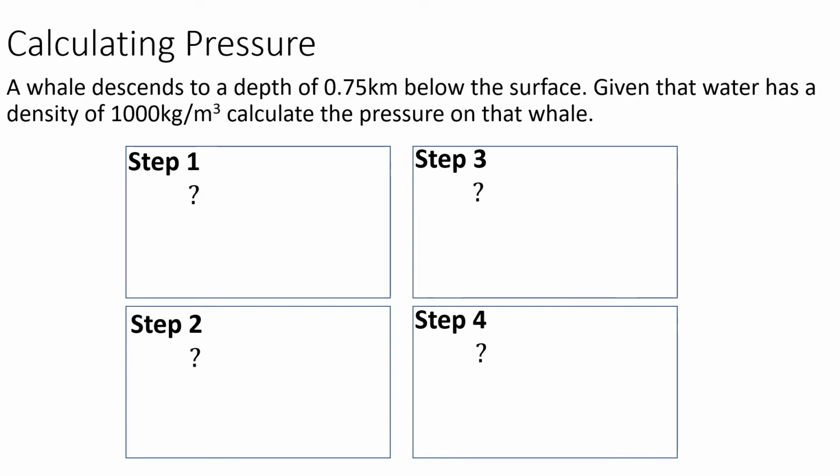Next, a whale descends to a depth of 0.75 kilometers below the surface. Given that water has a density of 1,000 kilograms per meter cubed, calculate the pressure on that whale. Copy this question down and complete all 4 steps.